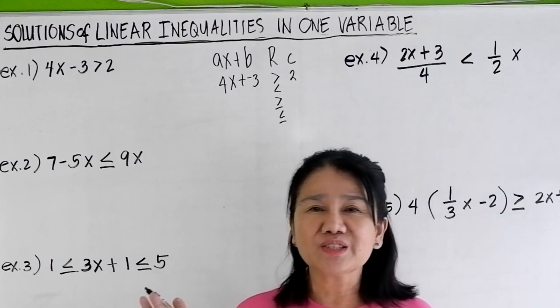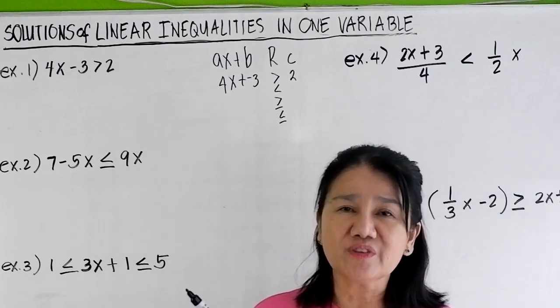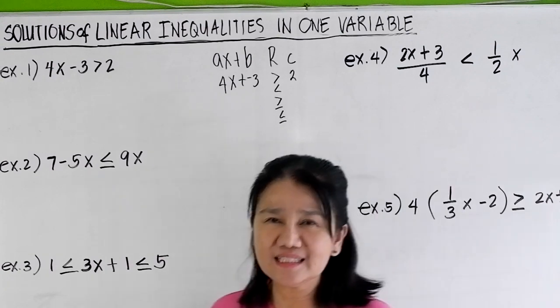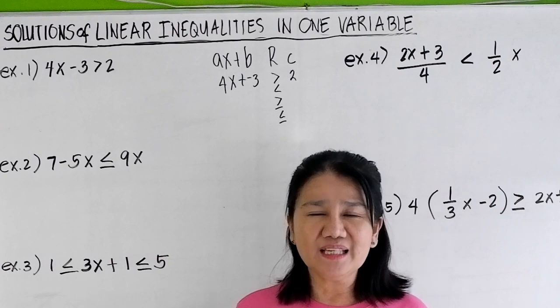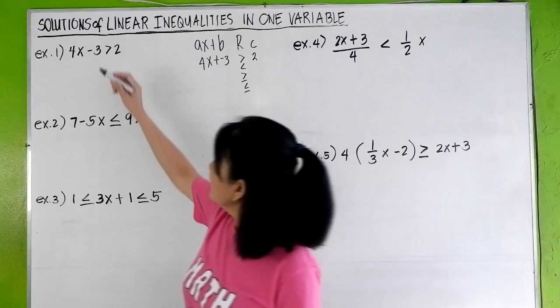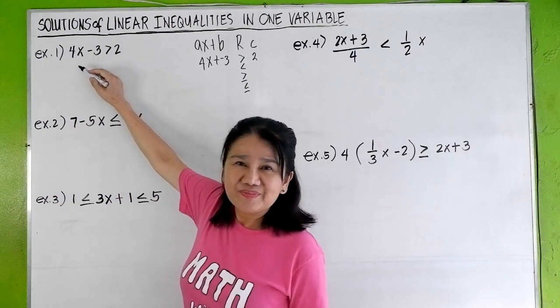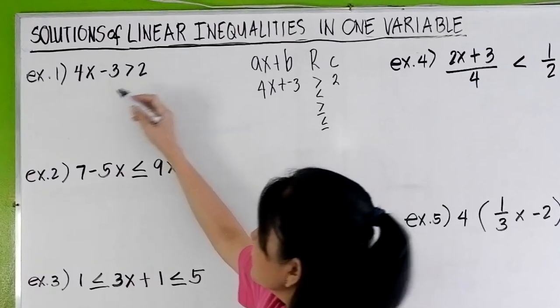Now, we will solve linear inequalities, or solve for their solutions. It's easy. If you know how to solve linear equations, then it will be easy for you when you solve linear inequalities. Problem number 1. 4x minus 3 is greater than 2.